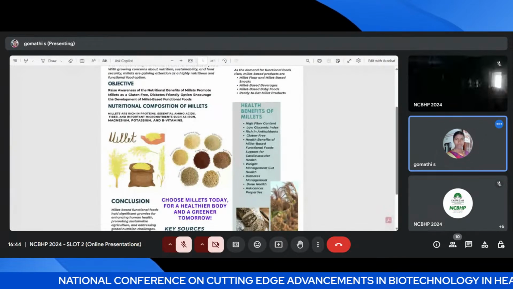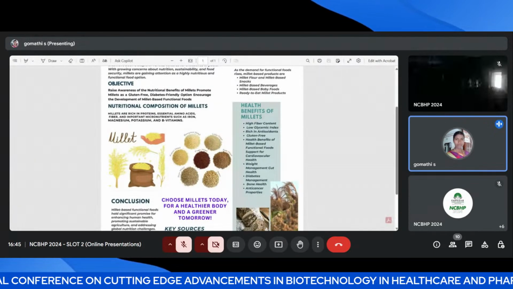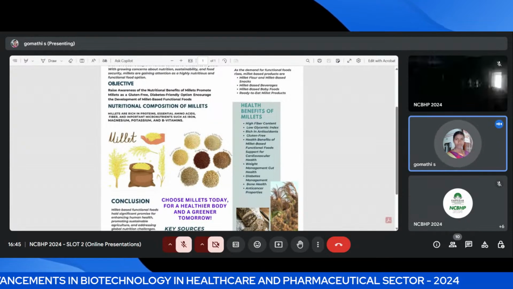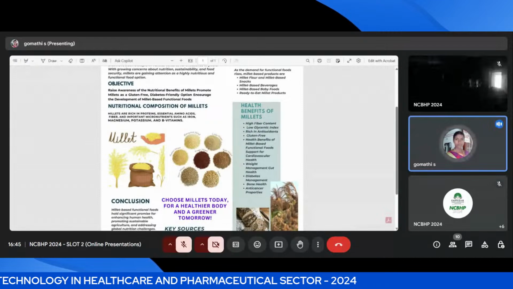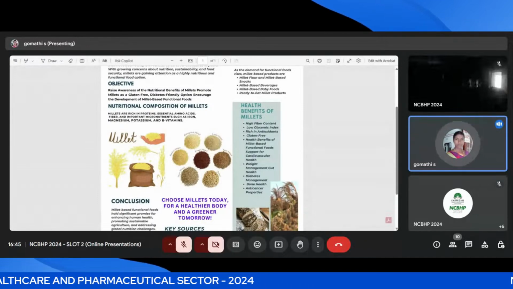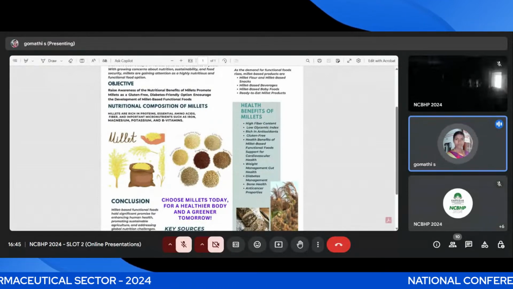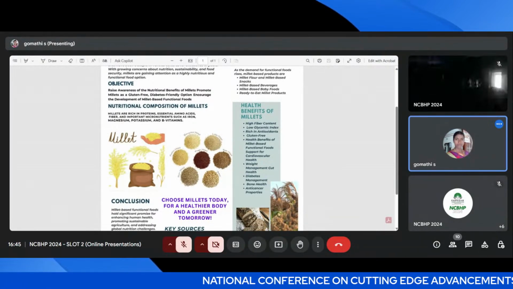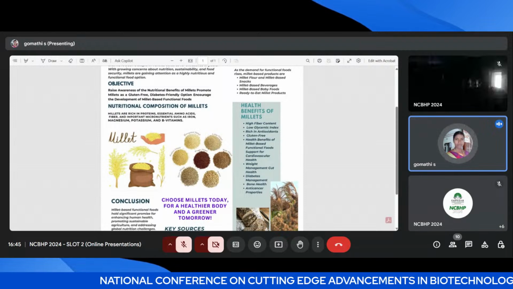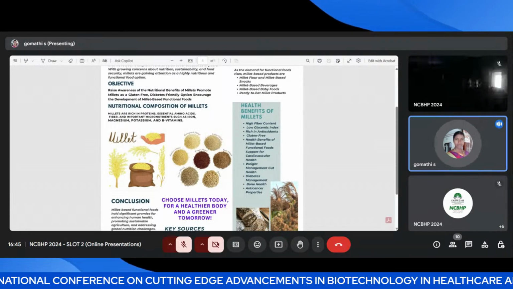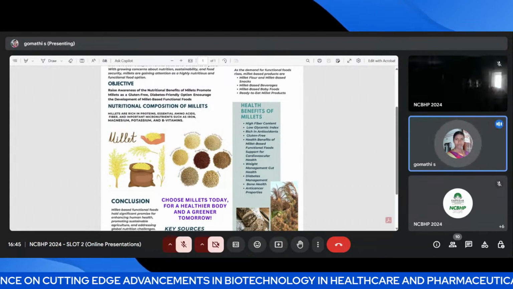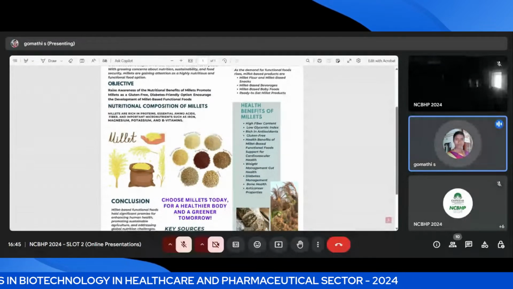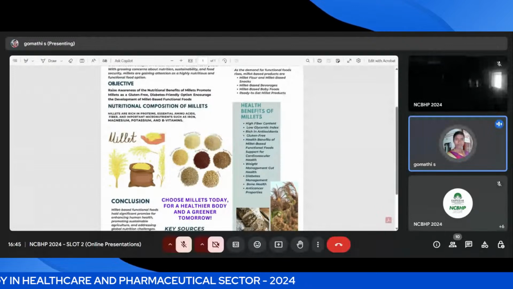Millets are rich in magnesium, calcium, and phosphorus, which are essential for maintaining healthy bones. Regular consumption of millet-based foods may contribute to better bone density and reduce the risk of osteoporosis. Some studies suggest that the antioxidants in millets can help neutralize free radicals in our body, reducing oxidative damage and lowering the risk of certain types of cancer.